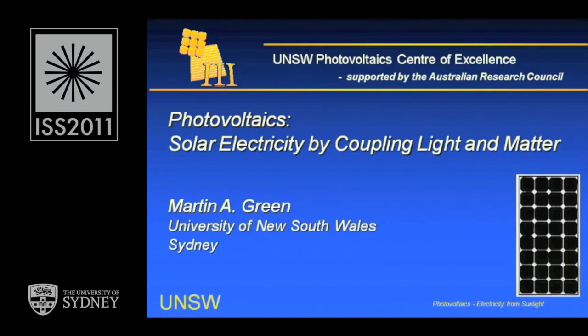Today I'm going to speak about something that directly addresses the theme of the school, and that's light and matter. But I'm going to be talking about how the interaction of the two can be used to convert sunlight into electricity using solar panels such as the one shown up here. This is an area that I've been working in at the University of New South Wales for over 30 years. And it's a technology that, as you'll see during the talk, is just starting to have some large-scale commercial impact. So a very exciting time to be involved with the technology.